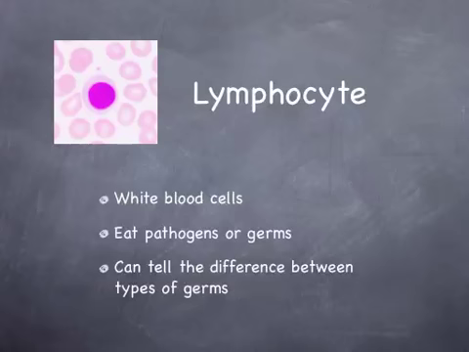Lymphocytes. We're actually going to talk about two types of white blood cells here. A lymphocyte is a white blood cell, and these white blood cells eat pathogens or germs, and they're pretty smart. They can tell the difference between types of germs. So lymphocytes.